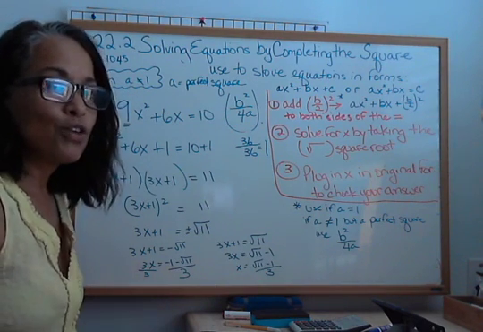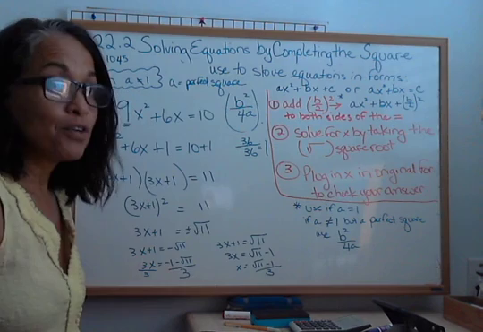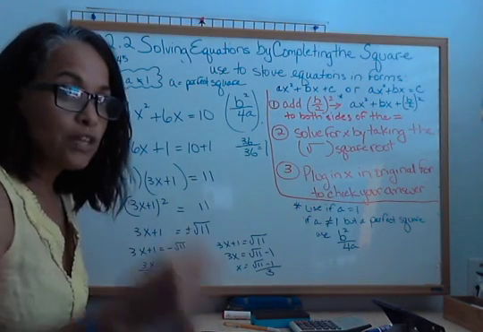In the next video I'll show you how to do it if your a is not a perfect square. It's the same thing, there's just one extra step.